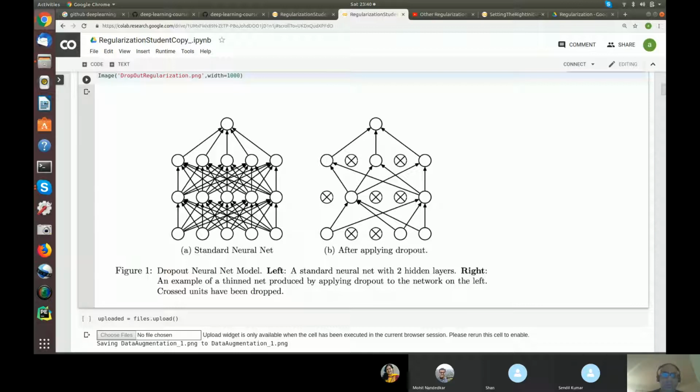So now, in the dropout method, what we do is, before the forward propagation, we will take a few neurons randomly and turn them to 0.